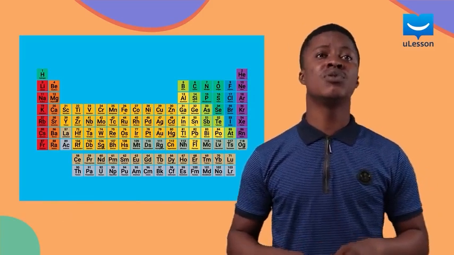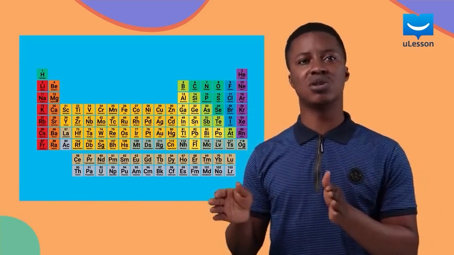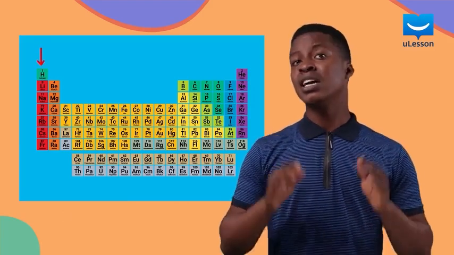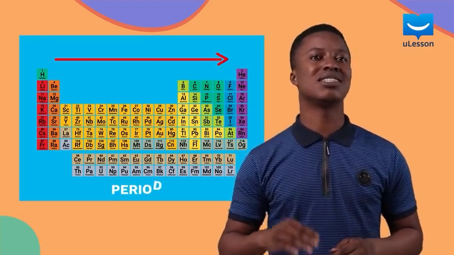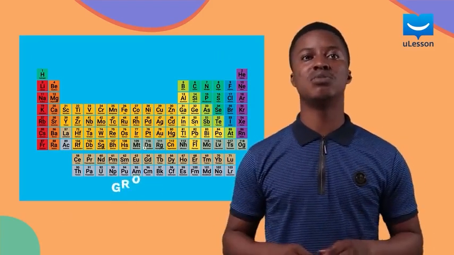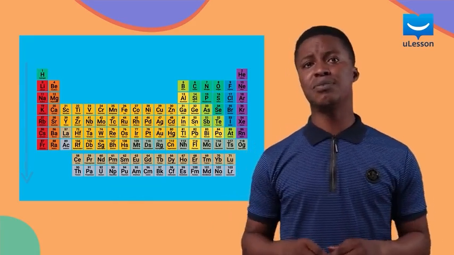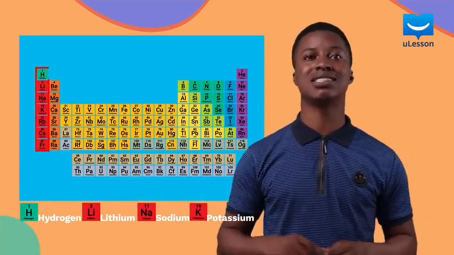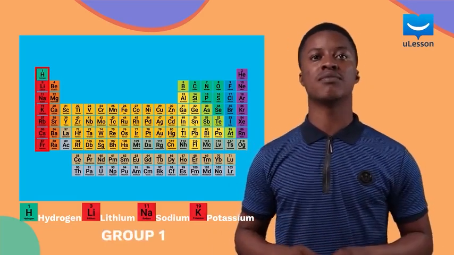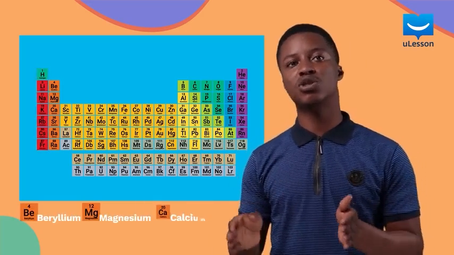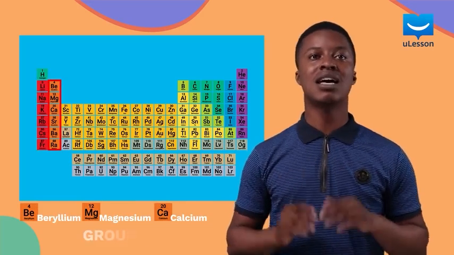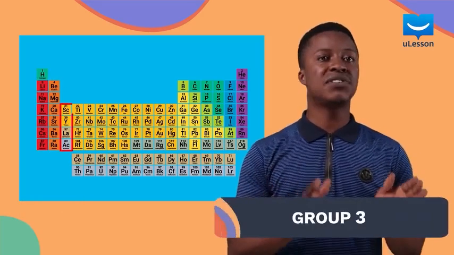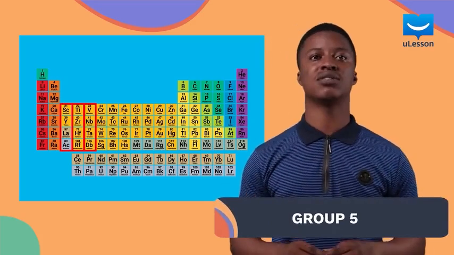In the periodic table, elements are not just arranged in horizontal rows, we also have an arrangement in vertical columns. Each horizontal row is referred to as a period, while each vertical column is called a group. For example, hydrogen, lithium, sodium, potassium, and all elements in that column are in group 1, while beryllium, magnesium, calcium, and other elements in the second column are in group 2 of the periodic table. In the same way, we'll have groups 3, 4, and 5, and so on in that order.